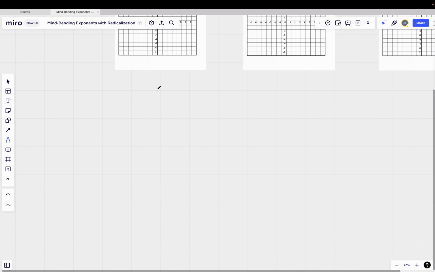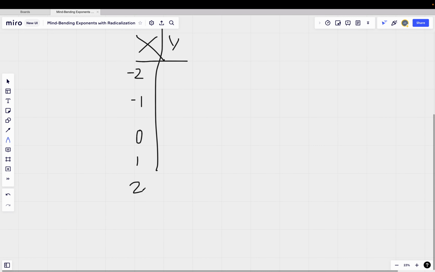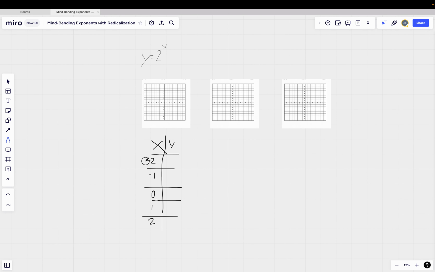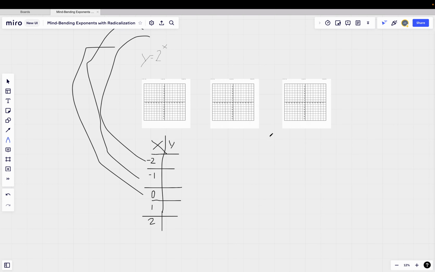So our first step is we're going to create a table. And we're going to say this is x, and this is y. And then we're going to give this point -2, then -1, then 0, then 1, then 2. And now what we're going to do is plug in the x's into the equation. So you have y equals 2^x. All we're going to do is put that x for x, all of them. So we get y equals 2^x.